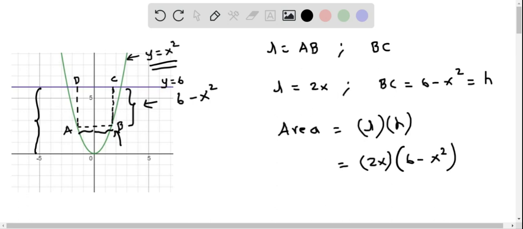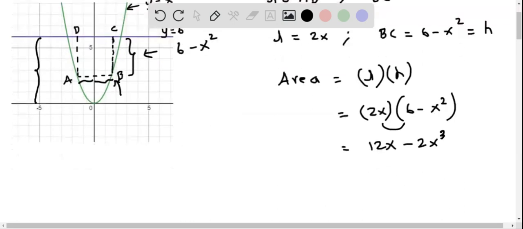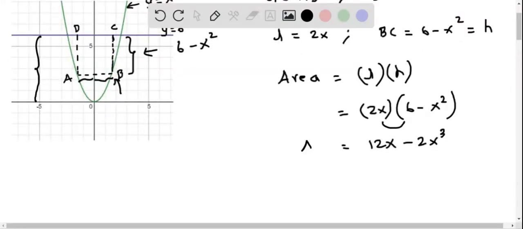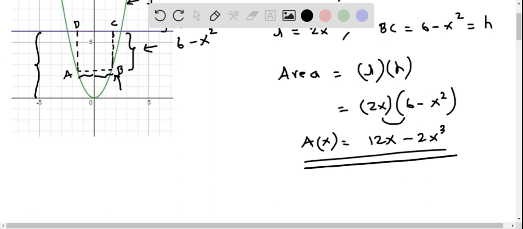We can simplify this by distributing the 2x. So 2x times 6 is 12x, and 2x times negative x squared is negative 2x cubed, because x times x squared is x cubed. So basically this is the expression for the area of the rectangle, which I'm going to call the area function A of x. And now we have to use the calculus first derivative and second derivative method to find the maximum area of the rectangle at some point of x.